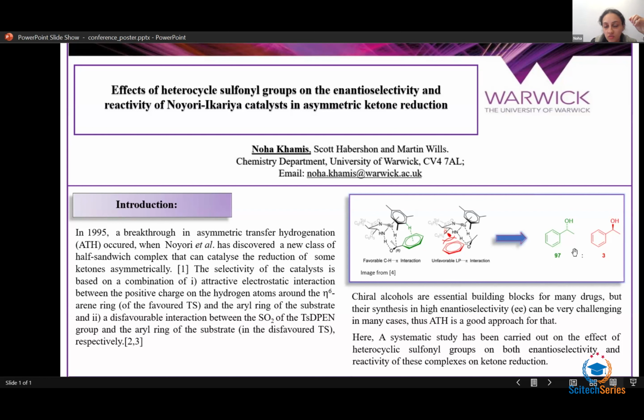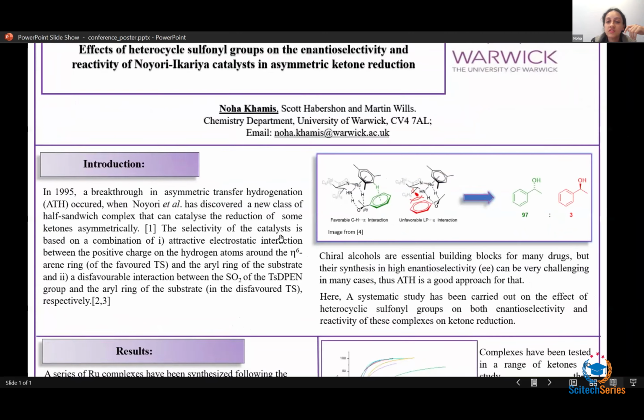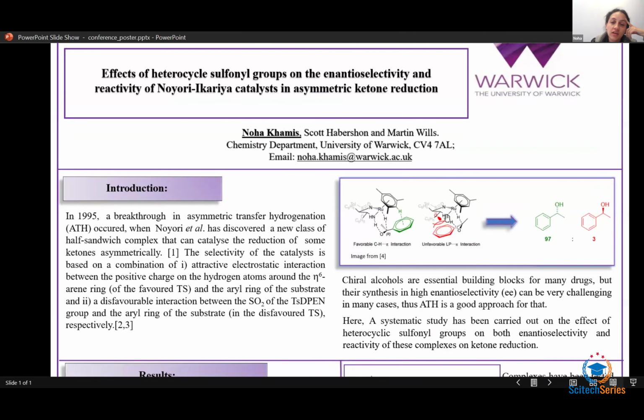So why the chiral alcohol? Using this catalyst gives us a way to synthesize chiral alcohols, which are quite important building blocks for many drugs. This study focuses on changing the sulfonyl group. It's common for the Noyori-Ikariya catalyst, especially the Noyori version, to have the sulfonyl SO2 attached to a ring. So in this study let's try different heterocycle sulfonyl groups and see whether this improves the reactivity and enantioselectivity of this catalyst or not. The focus is just changing the heterocycle sulfonyl group.